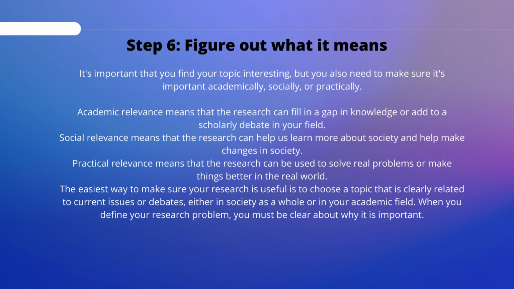the real world. The easiest way to make sure your research is useful is to choose a topic that is clearly related to current issues or debates, either in society as a whole or in your academic field. When you define your research problem, you must be clear about why it is important. If your program is focused on professional training, you should also think about how your dissertation will help you in your career. For example, you could choose a business angle that will help you in your next job.